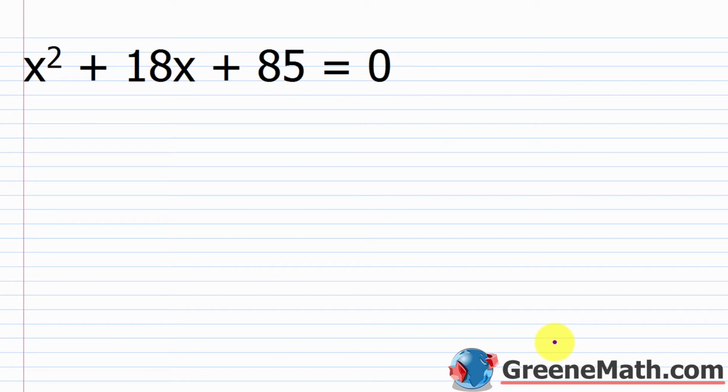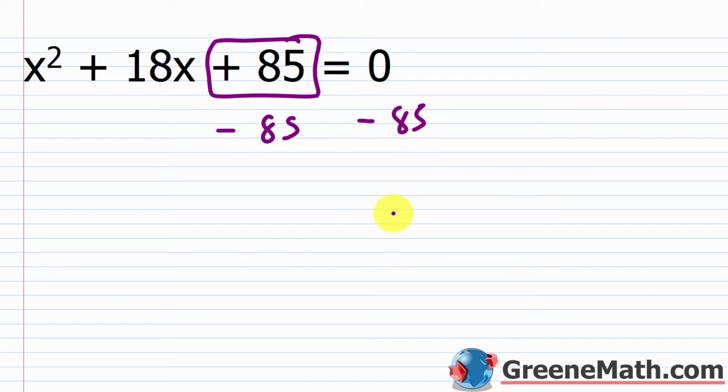All right, let's turn the heat up just a little bit and look at one that's a little bit harder. We have x squared plus 18x plus 85 equals 0. I still have a coefficient on x squared of 1, so I can skip that step. But in this case, I have a constant term on the left-hand side. I'm adding 85, so I want to get rid of that before I do anything else. I'm going to subtract 85 from each side of the equation. Again, you want all the variable terms on one side and all the numbers on the other. So I get x squared plus 18x is equal to negative 85.